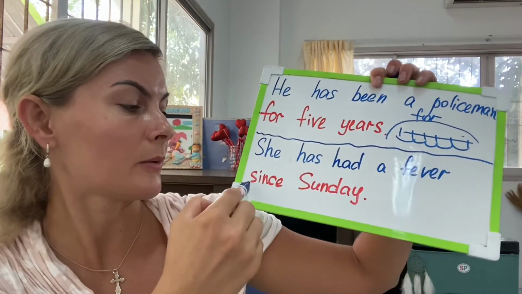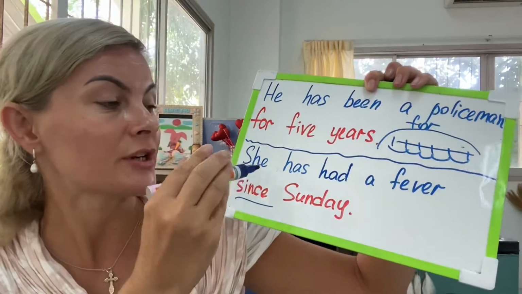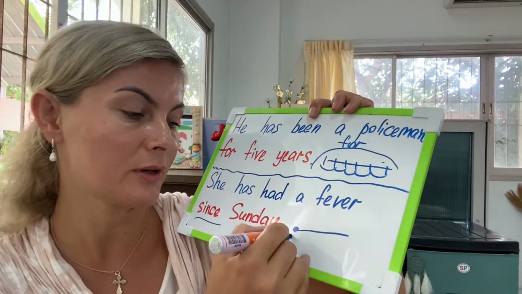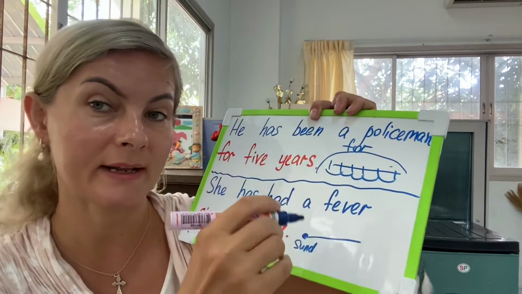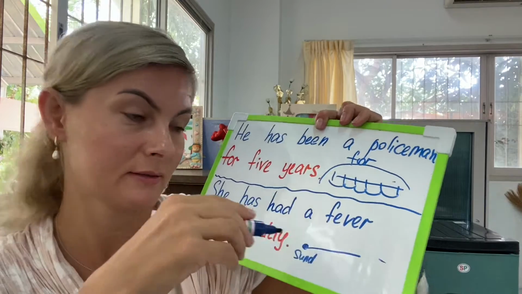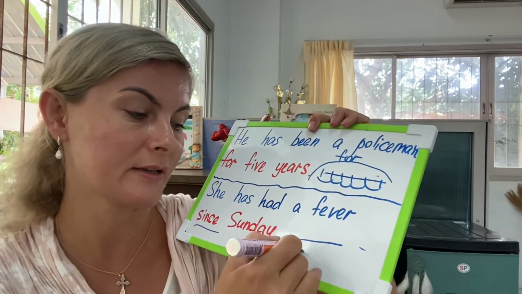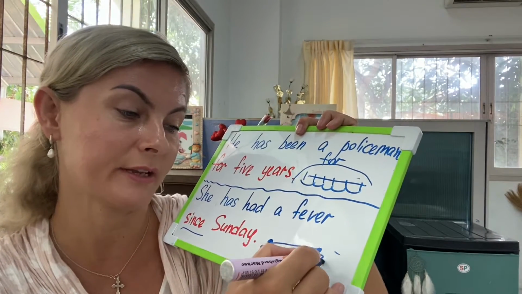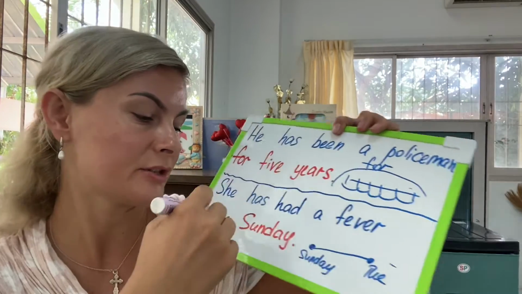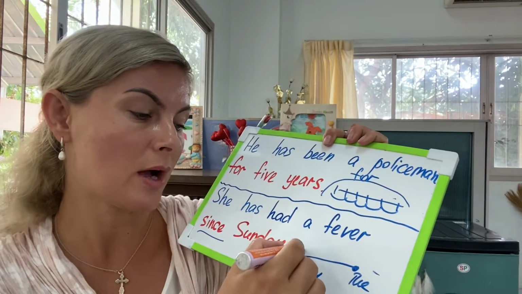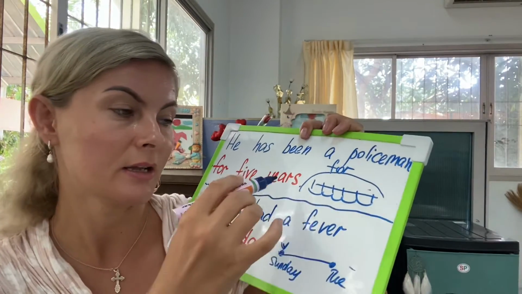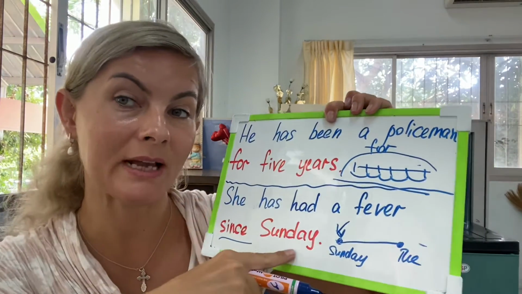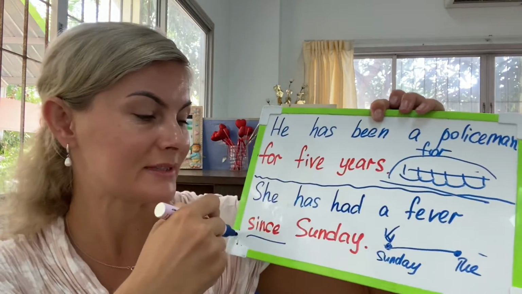And sometimes we use since. She has had a fever since Sunday. Sunday is like a point in the past. I don't know exactly how long she has had this fever, because it was from Sunday. Maybe today is Tuesday. So from Sunday she has had a fever. We need just one point. It's not a process, it's not a long period. It's like one point in the past. It was Sunday, and we use since.